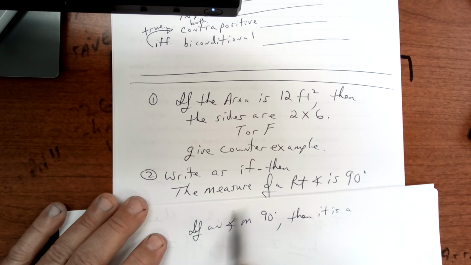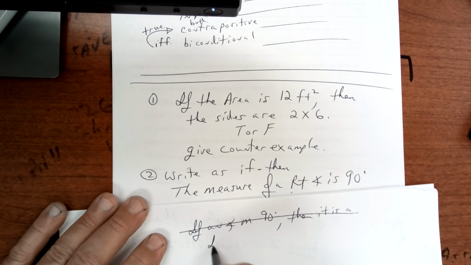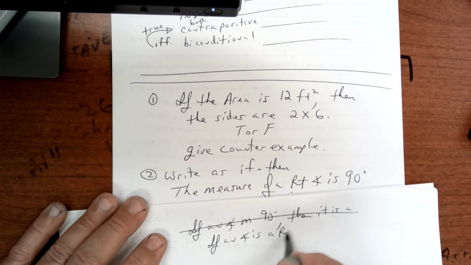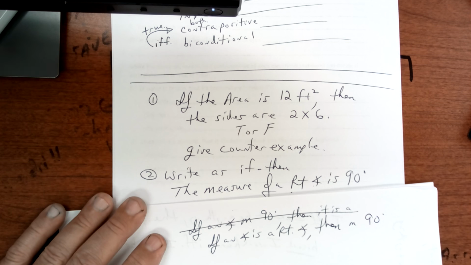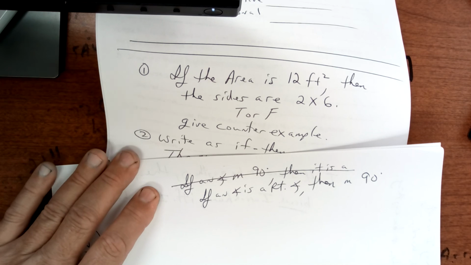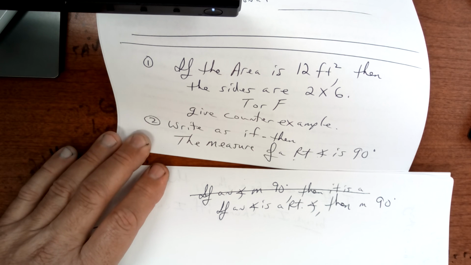Let me look at this. All right, actually, no. Okay, that's a switch. So it should be right angle first. So if an angle is a right angle, then it measures 90 degrees. That's better. Okay, the other one would have been a converse. Okay, and that's how you write it as an if-then statement.